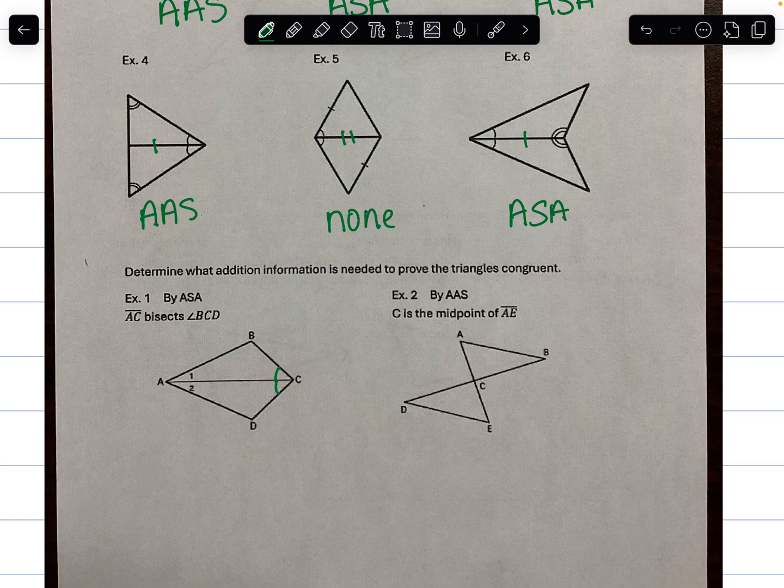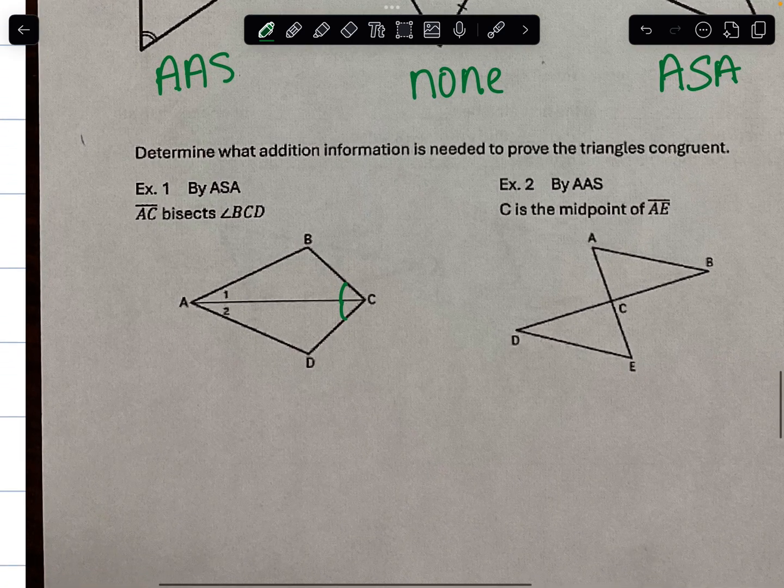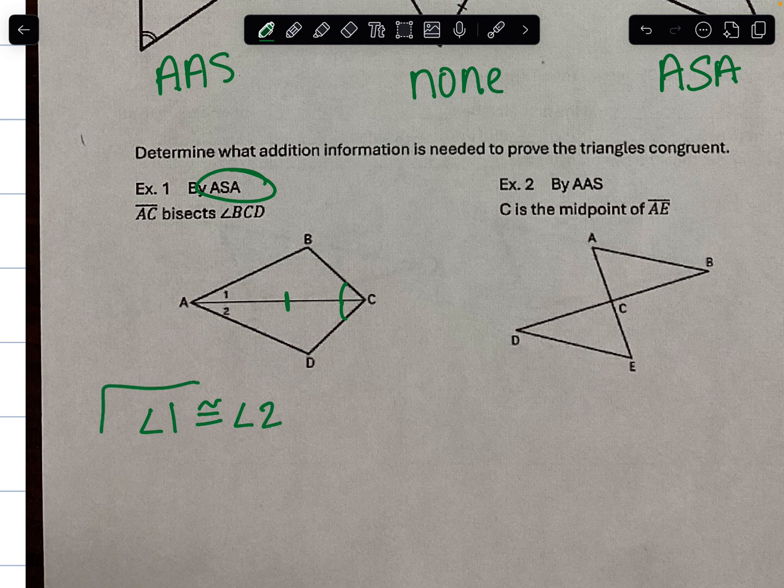What other piece of information do I know has to be true? That it's the side in the middle. Yes. Our shared side. Okay? Now, in order to prove angle, side, angle, what else would they have to tell us? One and two. Angle 1 is congruent to angle 2. Good. Angle 1 would have to be congruent to angle 2. Okay?